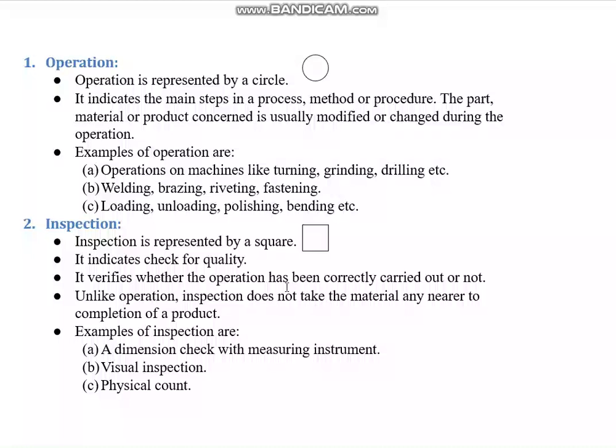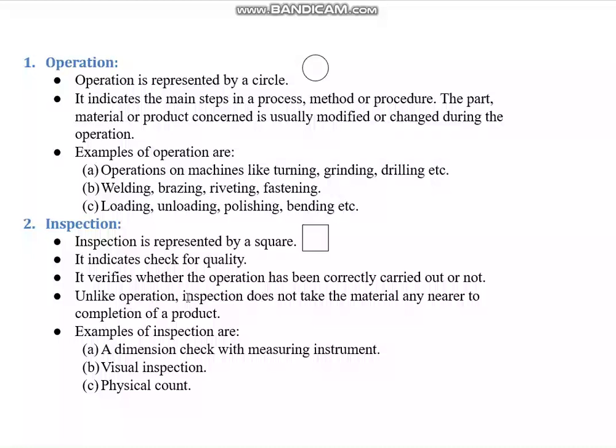Suppose we are filling air in a motorcycle tire. We have to check with the Bourdon pressure gauge how much the pressure is there. That's an inspection. Checking with a go gauge, no-go gauge, that is an inspection. Counting how many students have come into the class, that's an inspection. All such things are inspections.